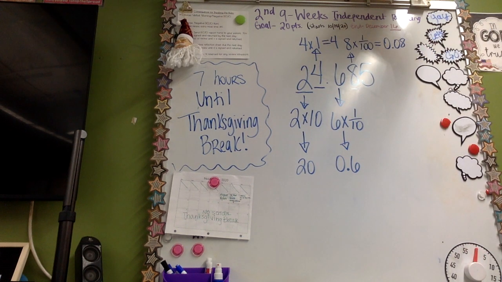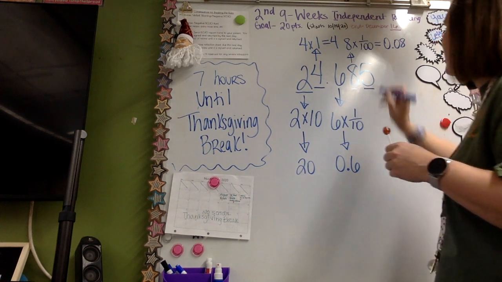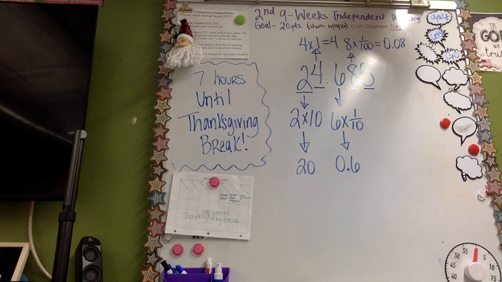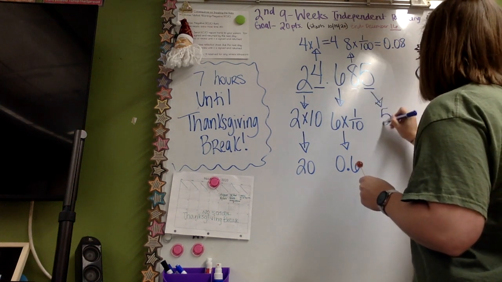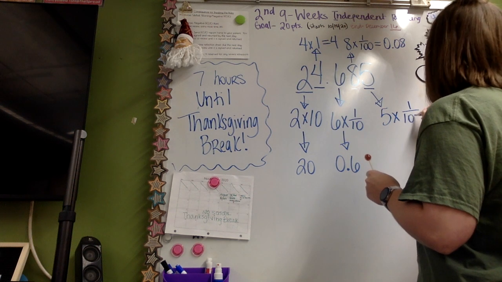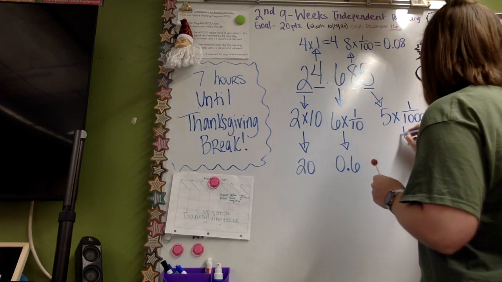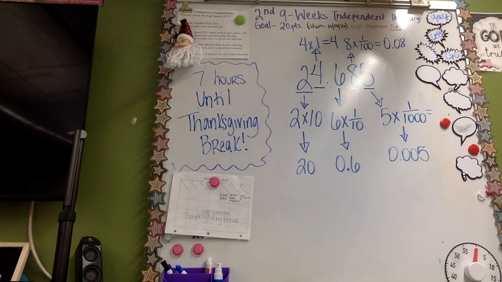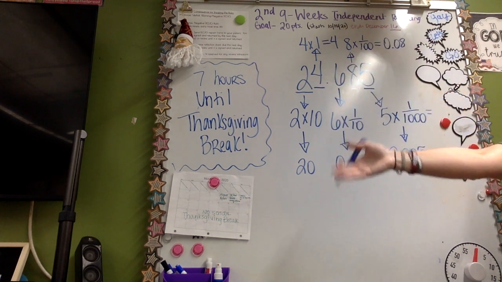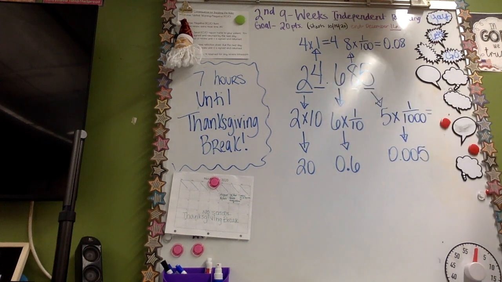Okay? You still with me so far? Yeah. Okay. Last one. My 5 is in my what place? Thousandths place. Look at your paper. What does the fraction look like for thousandths place? 1 over 1,000. So this one becomes 5 times 1 over 1,000, and that is the same thing, 0.005. Okay. Then you add it all together and you get that.